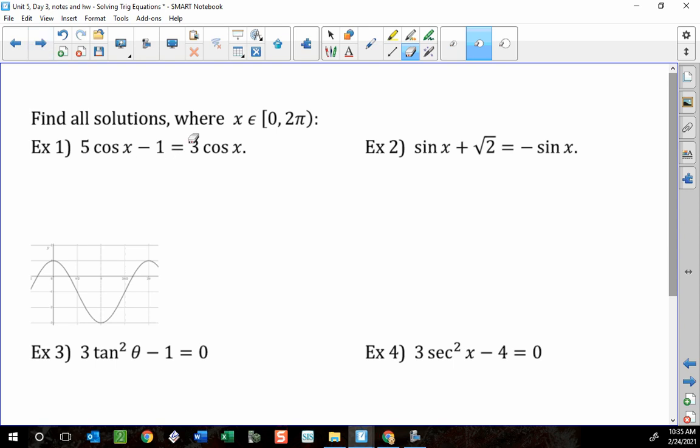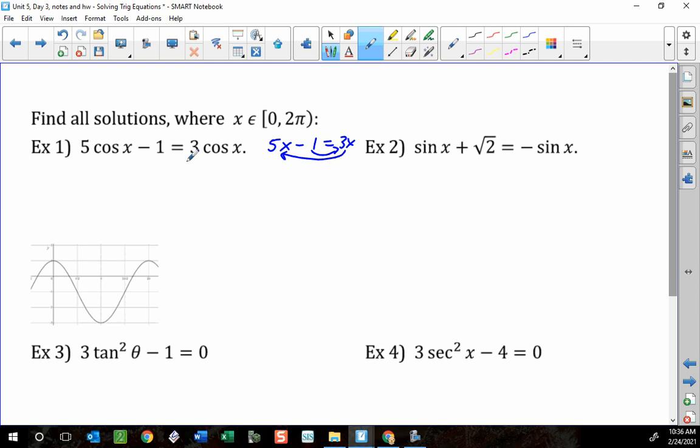So right here I want you guys to see this problem as, we got 5 cosine x minus 1 equals 3 cosine x. Pretend those cosines were x's, right? We'd have 5x minus 1 equals 3x. If this were an algebra problem, you'd probably move this 3x over here with the 5, move that 1 over there, and then you'd solve it that way. By move, I mean subtract 3x from both sides and things like that.